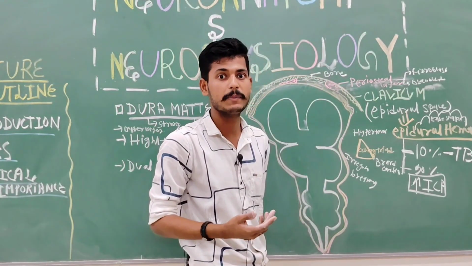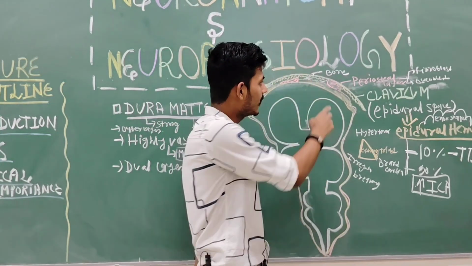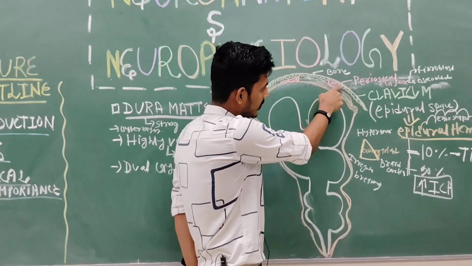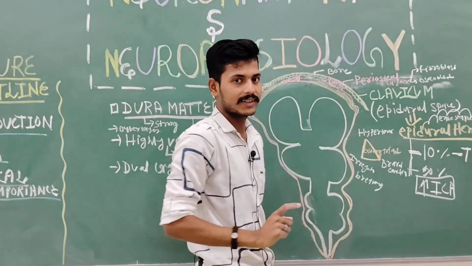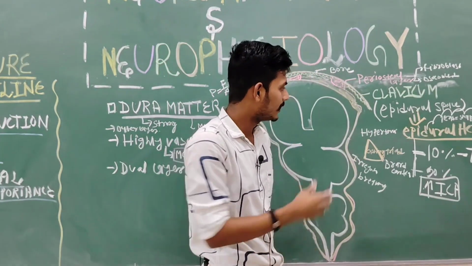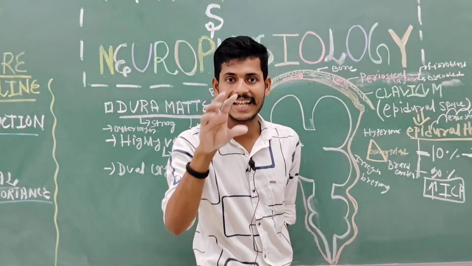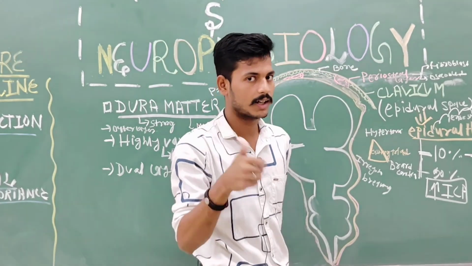We said that is an epidural hemorrhage, understood? There is a collection of blood, as I have shown here. This is called the epidural hematoma. If we look in the CT scan, they look like a lens shape or biconvex shape, understood?